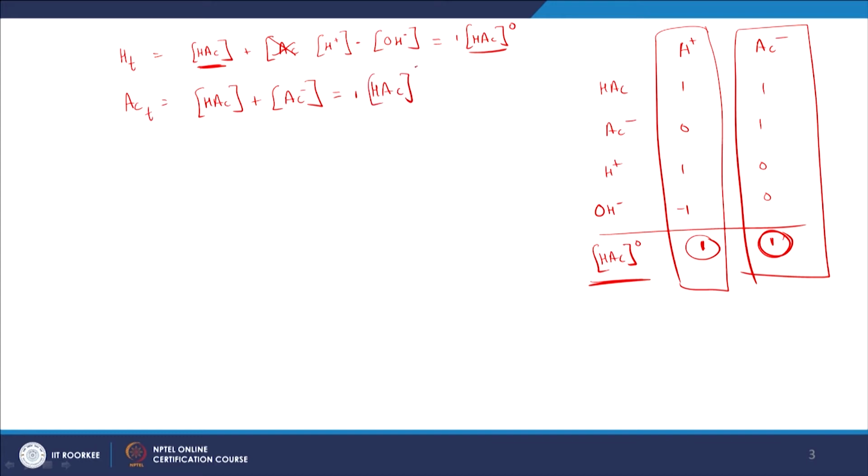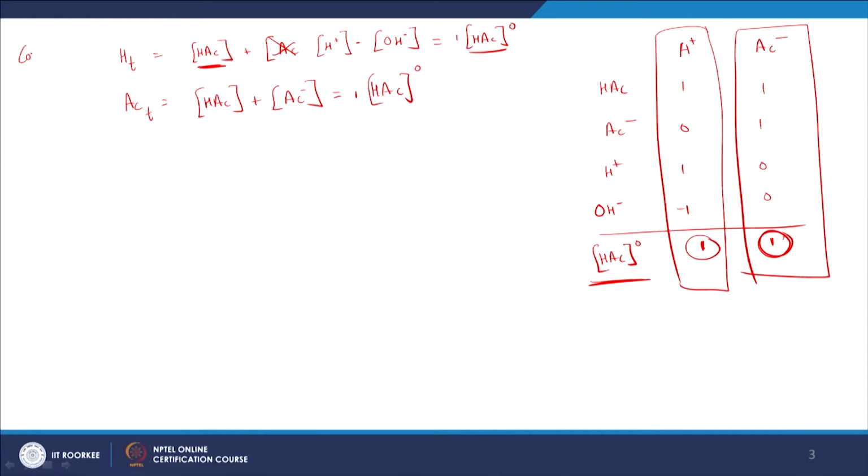So, here now how many equations do we have? We have 2 equations, but how many unknowns do we have? We have 4 unknowns, HAC, AC minus, H plus and OH minus, and these are the concentrations at equilibrium. So, we are still missing 2 further equations. Anyway, let us label this please. This is the component balance equations, right. This is what we have. So, we are done with that, and the next aspect is going to be the equilibrium equations.